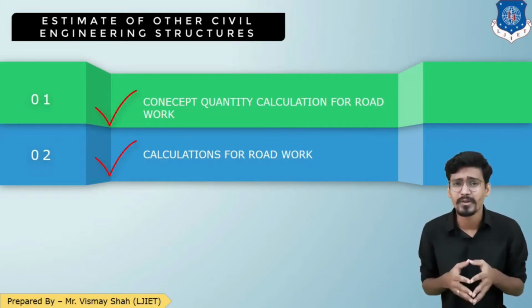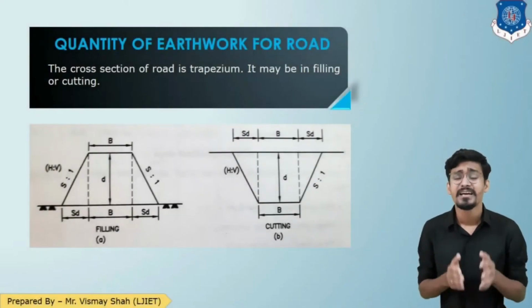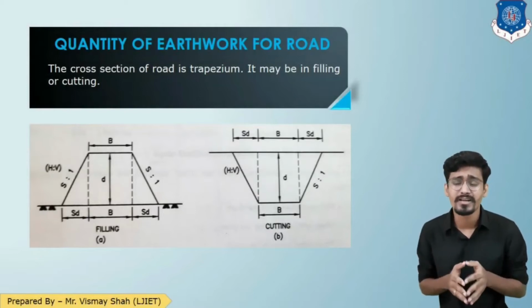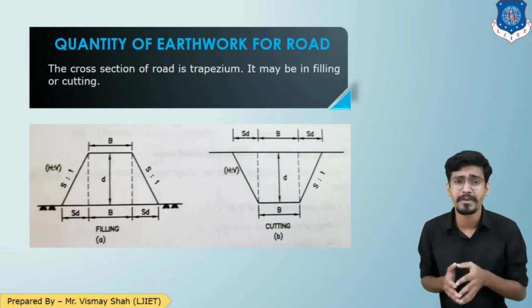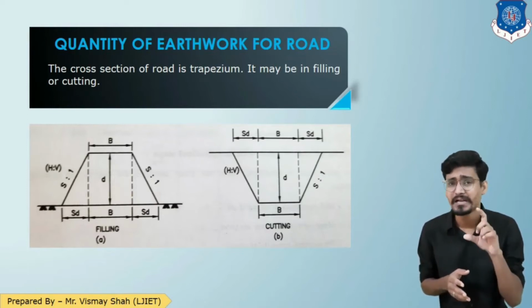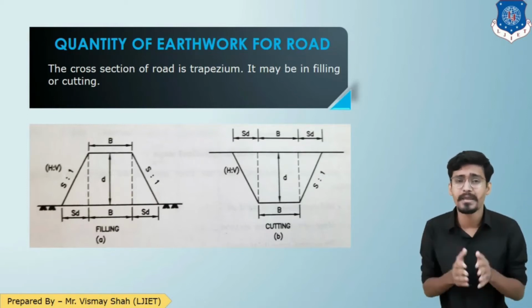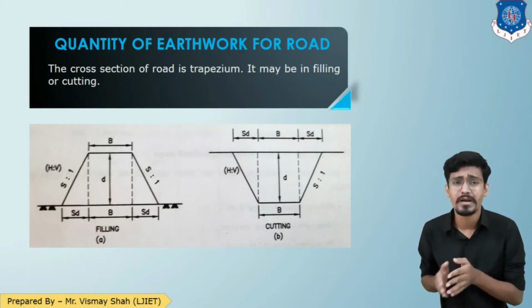So let us start with the concept or the methods of quantity calculation for the road. As you can see in the figure, the cross section of the road is always in the shape of a trapezium. Either the road will be in cutting or the road will be in filling. If the road is in cutting, depth will be D. Then the slope will become S:1. This S:1 is generally horizontal to vertical.